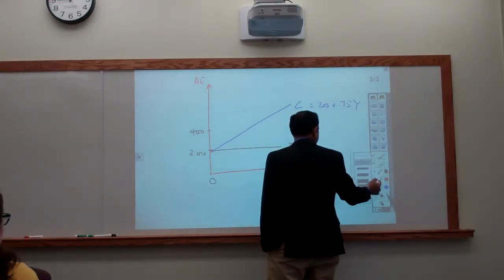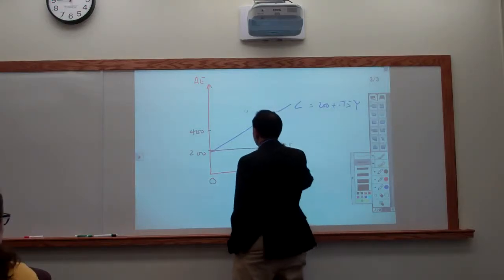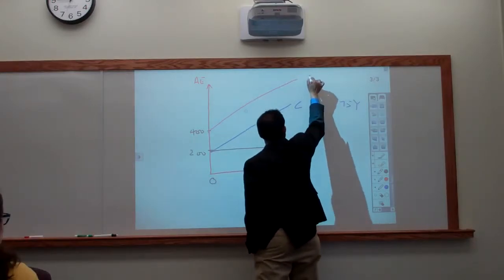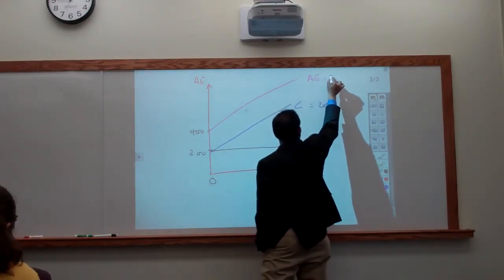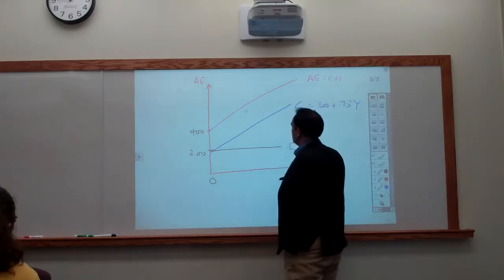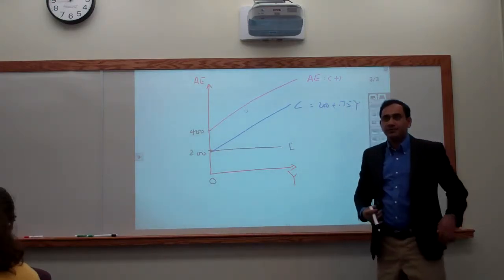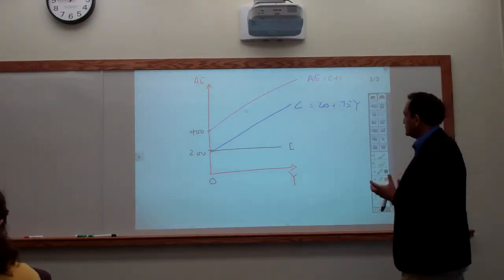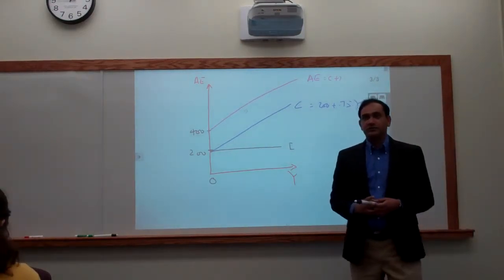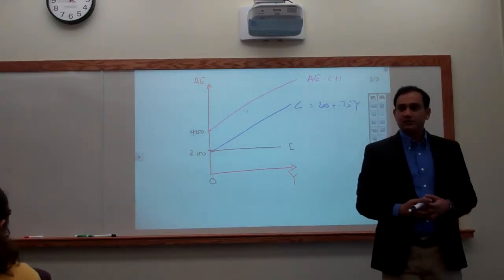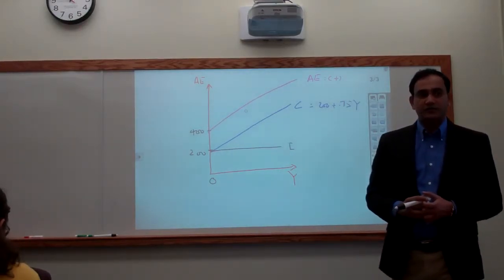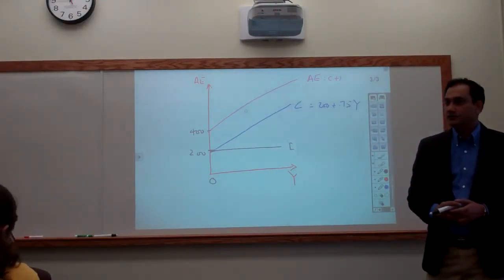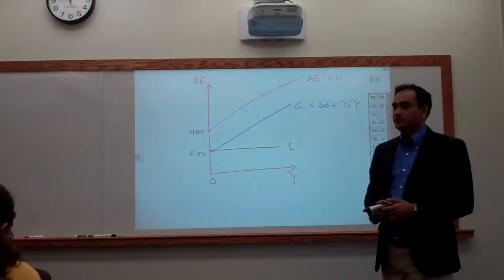If I add, it will look similar to your consumption function, but this is your C plus I line. It has the same slope. It starts at 400. Okay. What's the next step to find equilibrium output? What do I do next? Anybody?